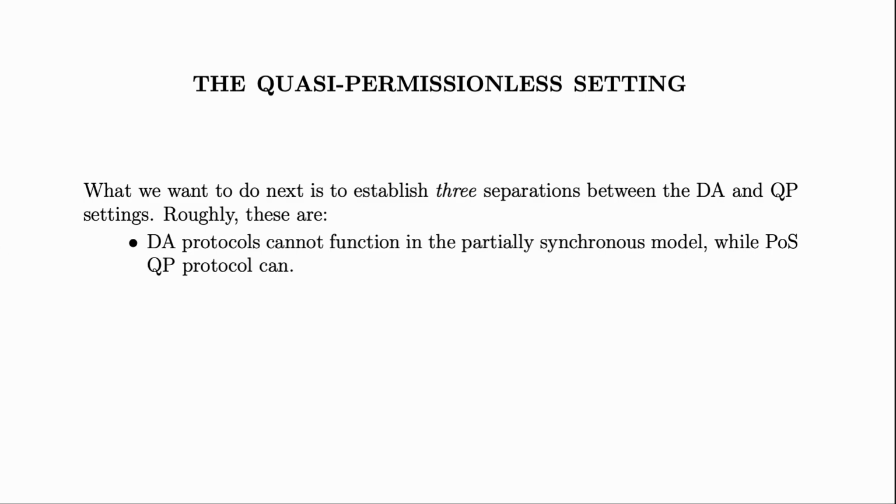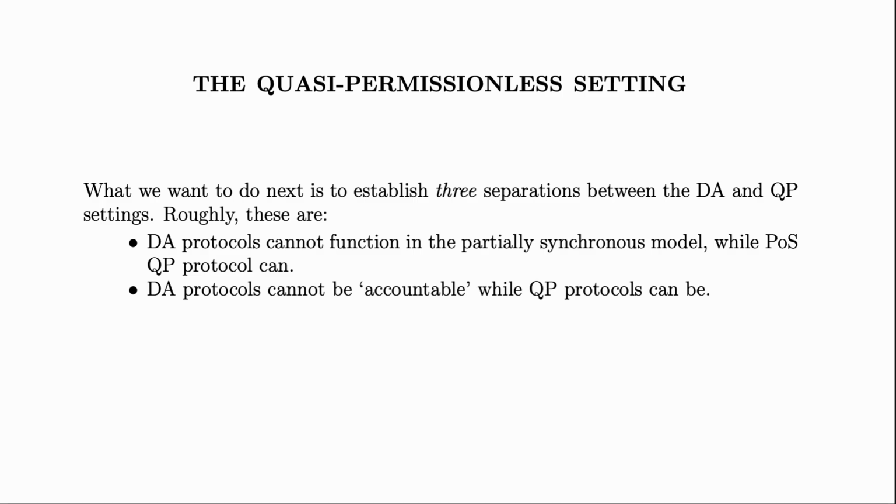Okay, so roughly, we're just going to define these things in more detail in a bit. So the three separations are as follows. Dynamically available protocols cannot function in the partially synchronous model, while proof-of-stake quasi-permissionless protocols can do so. Okay, we've already seen that dynamically available protocols can't, but later on we'll see that proof-of-stake protocols can function in the partially synchronous and quasi-permissionless setting.